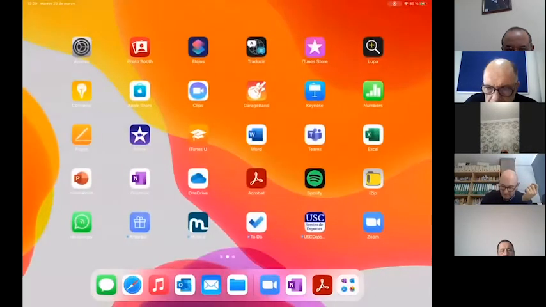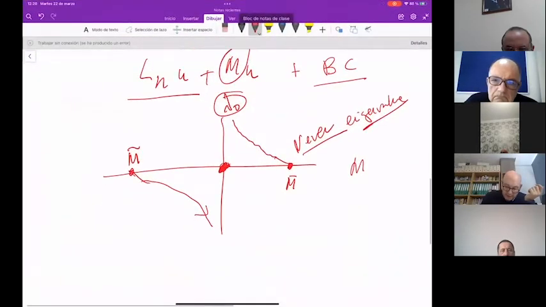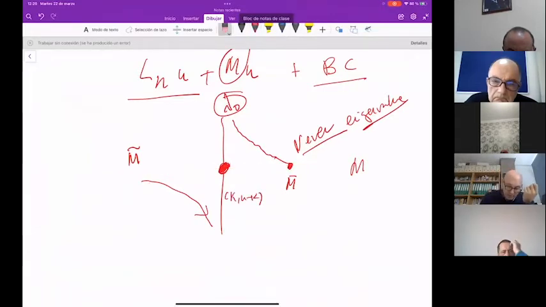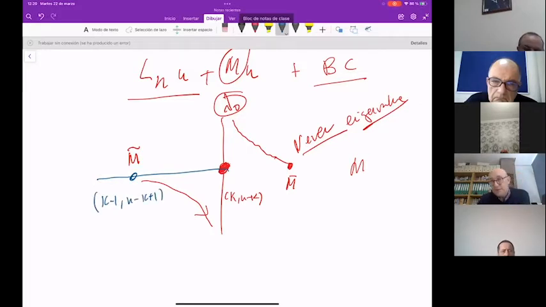But what happens? Here, we know that this is never an eigenvalue of the problem (k, m minus k), but it is an eigenvalue of the problem, imagine, (k minus 1, m minus k plus 1). This may be, okay? And the question is that it is an eigenvalue of a different problem.